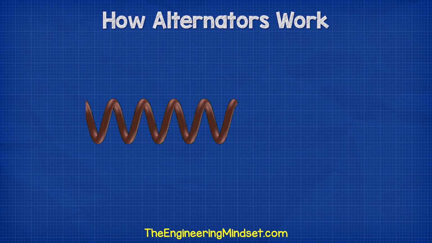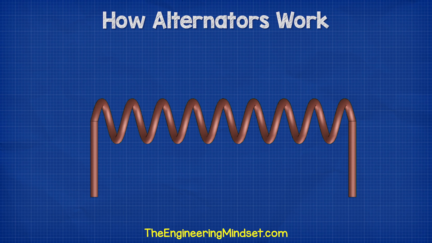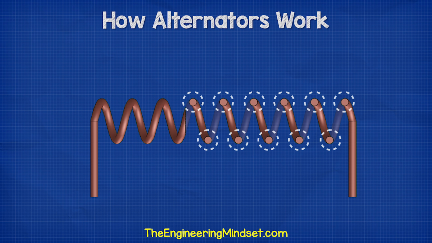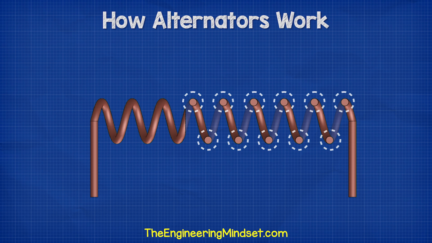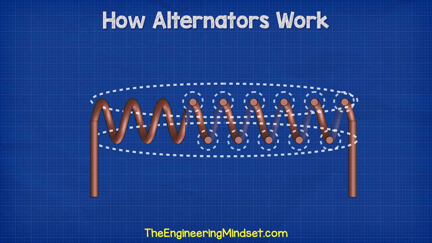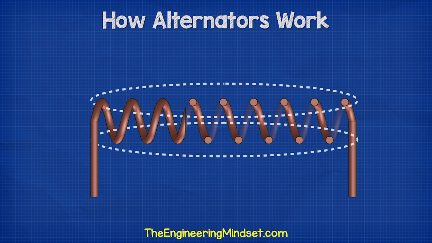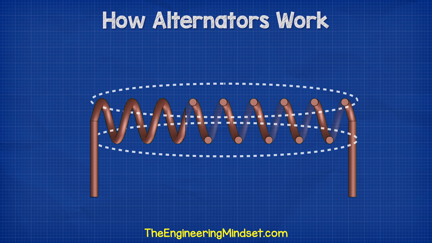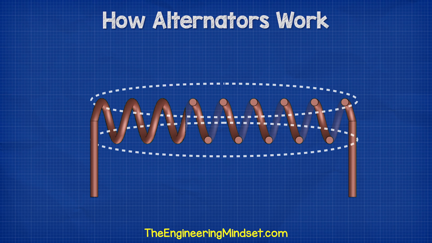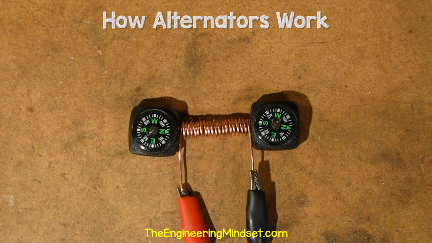If the wire is wrapped into a coil, the magnetic field becomes stronger. Each cross-section of wire still produces an electromagnetic field, but they combine together to form a larger, stronger magnetic field. The electromagnet produces a north and south pole, just like a permanent magnet.